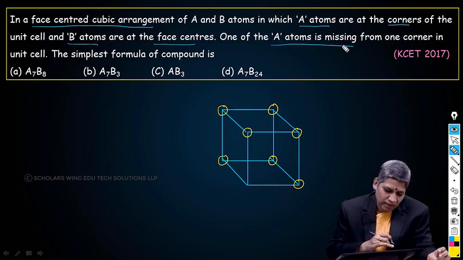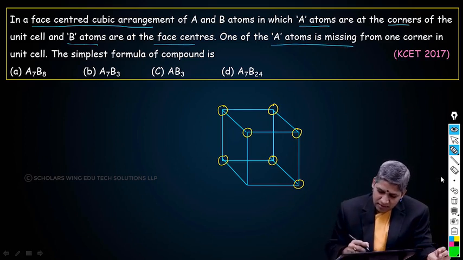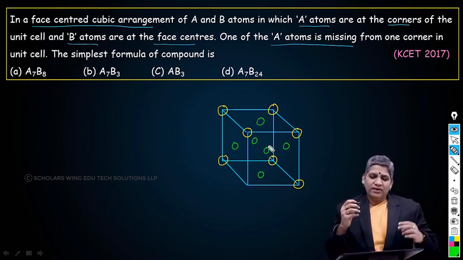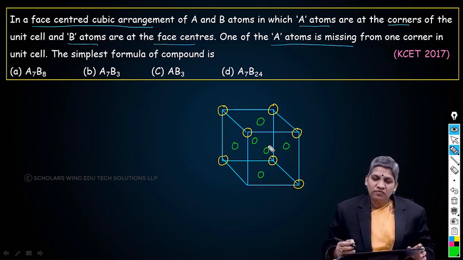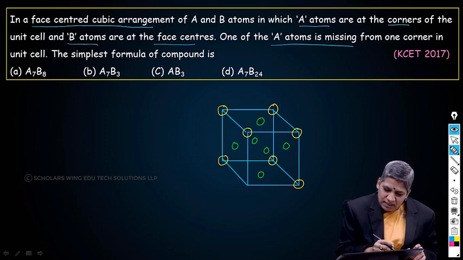Okay. Now, where are B? B is at the face center. Let's take one more color. Green. Okay. Face centers. Center of each face. 1, 2, 3, 4. Back 5. Front 6. Very good. Now, what is the simplest formula of this compound? Yes. It should be A is to B. We have to find their numbers.